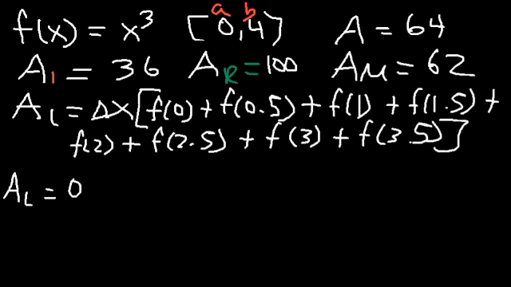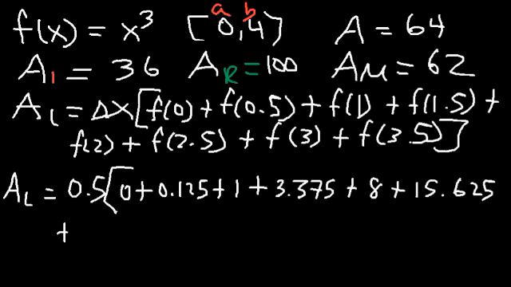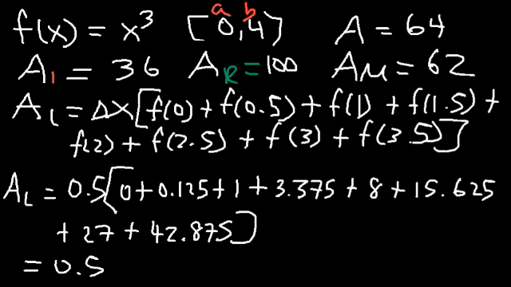So delta x, we know it to be 0.5. 0 to the third power is 0. 0.5 raised to the third power, that's 0.125. 1 to the third power is 1. 1.5 to the third power is 3.375. 2 to the third is 8. 2.5 to the third power is 15.625, plus 3 to the third is 27, plus 3.5 to the third power, that's 42.875. So now let's add the numbers inside the brackets.